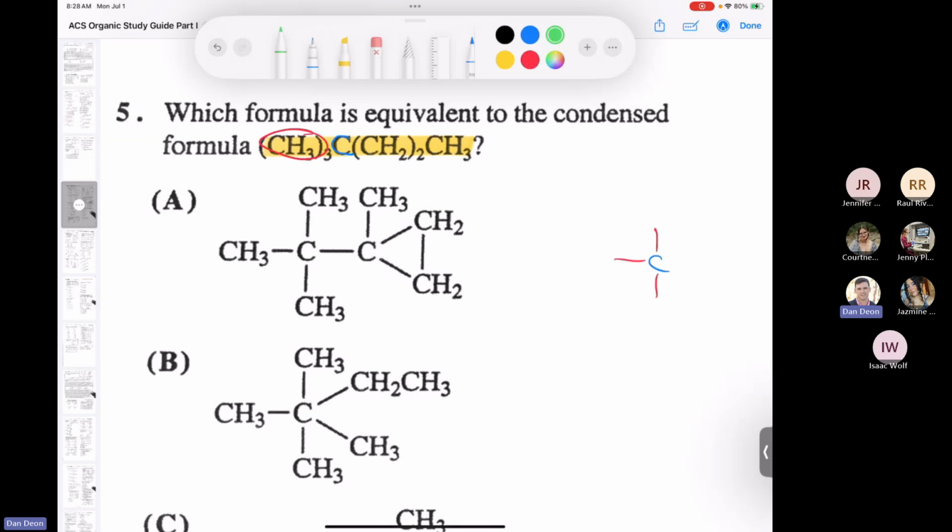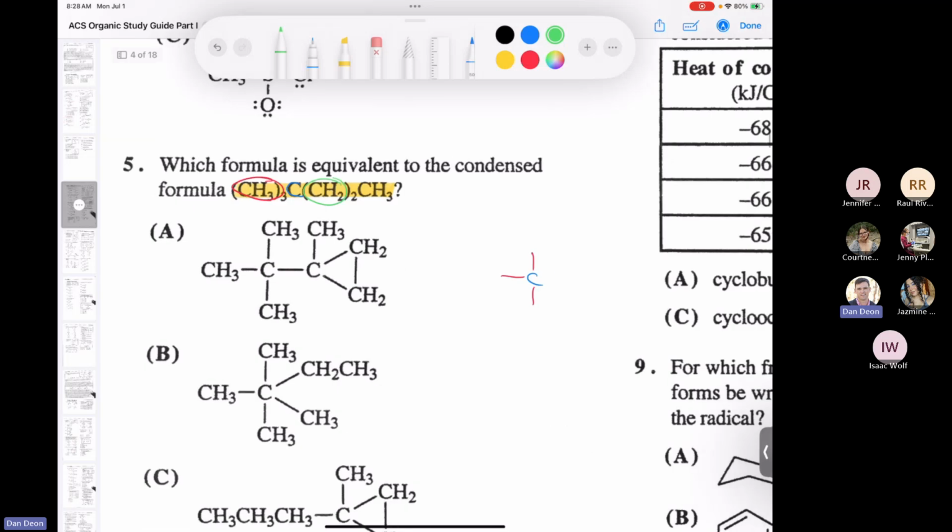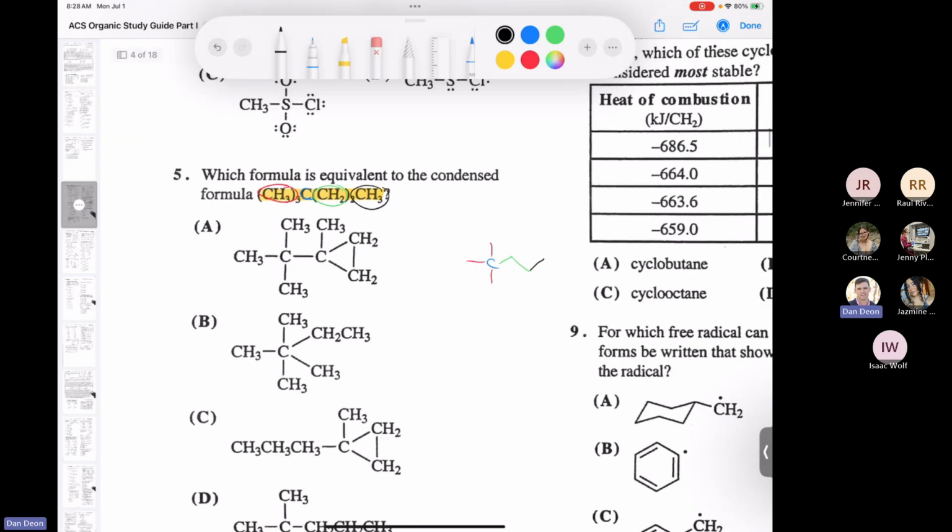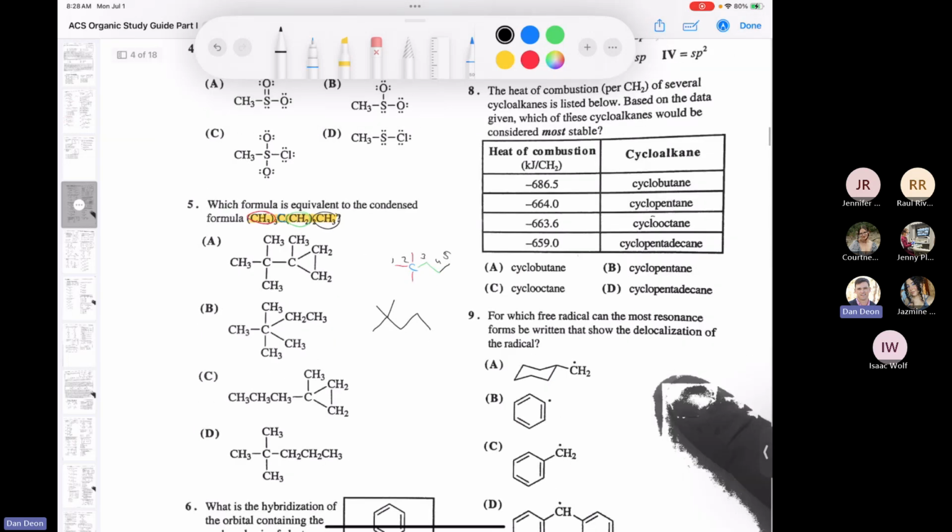Then it has 2 methylenes, so you have 1, 2, and then it has a methyl on the end, so 1, 2, 3. So that's the compound. If I draw the bond line structure, it's 1, 2, 3, 4, 5. There you go. So it's 2,2-dimethyl pentane. And then you look at the structures and you see that it's D.